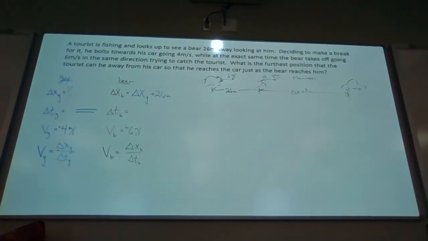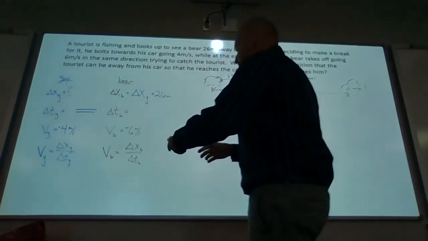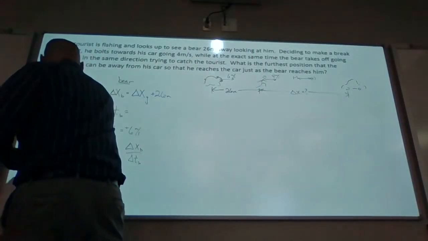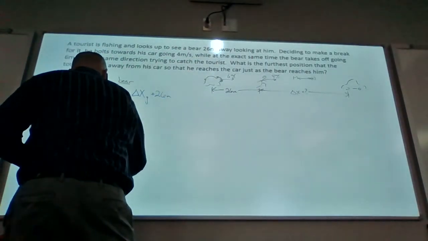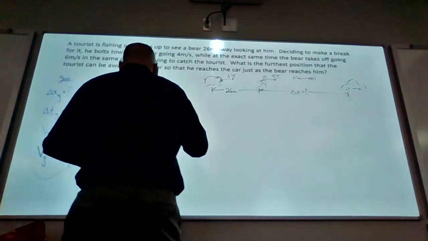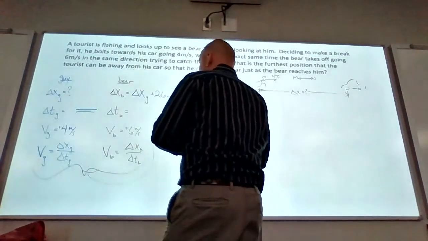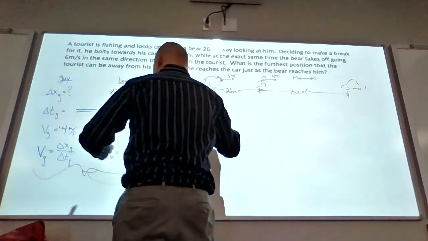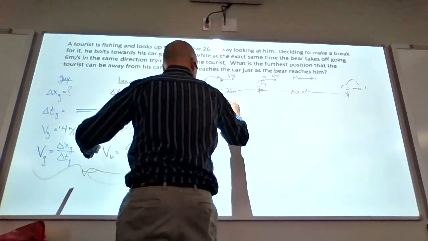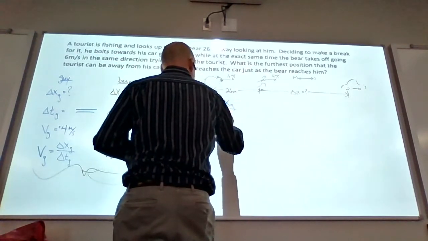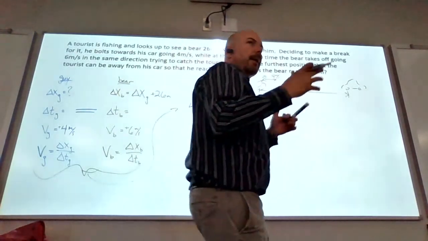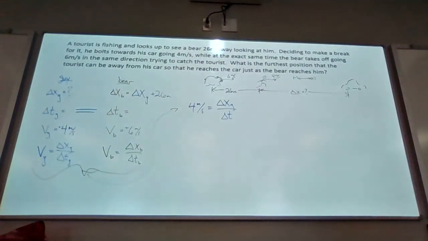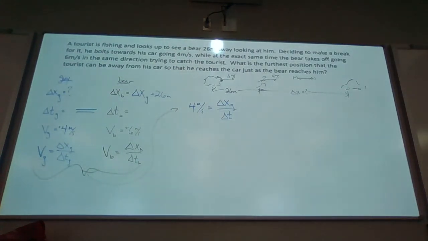Okay. I'm running out of room, so I'm going to bring this up here. So velocity of the guy is 4 meters per second is equal to some displacement of the guy over time. I don't have to say guy and bear for time because they're the same thing. You all right with that?